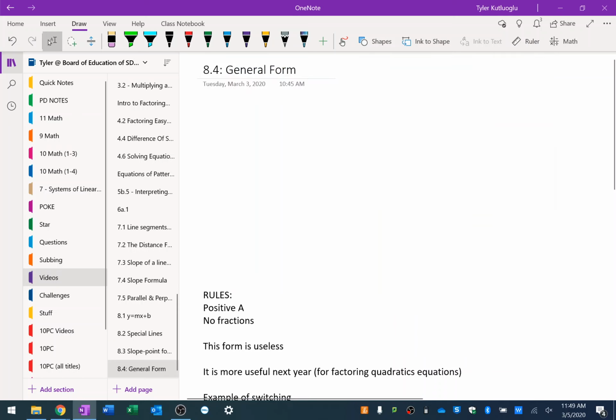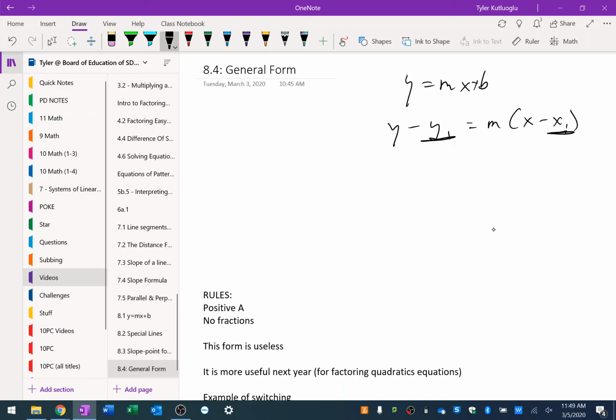All right, we're going to talk about the third type of equation, the general form of equations for linear relations. So we've talked about y equals mx plus b, which is the slope y-intercept. We've also talked about slope point, where this is the slope, and these two numbers tell you a point on the line. The third one we need to talk about is general form, which looks like this.